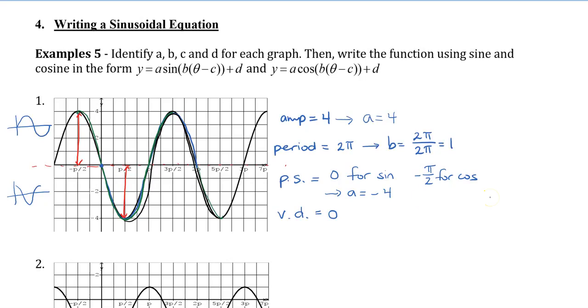All right, so let's make a little chart here. So we have sine and we have cosine.